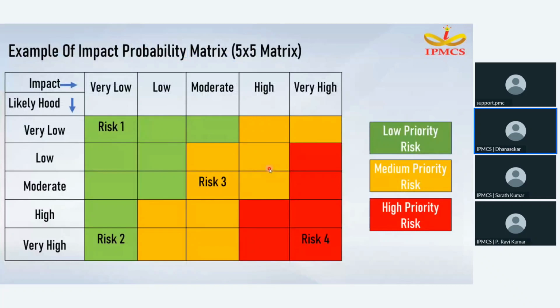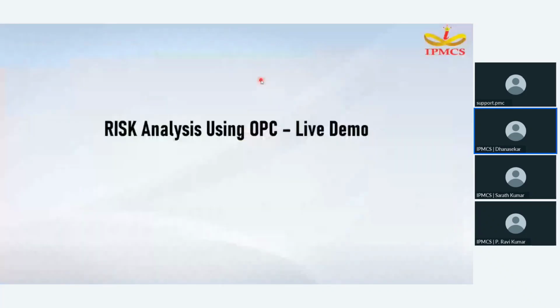So you can see the colors. The colors will represent the range of risk: green, red, and amber. This is also customizable. Right, so now let me show an overview or demo of risk analysis and how it is happening in OPC.